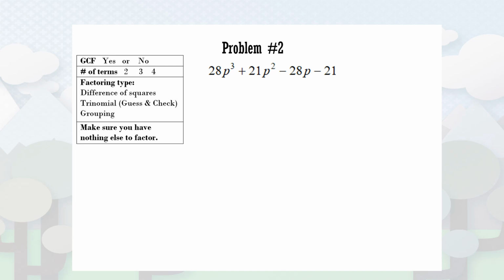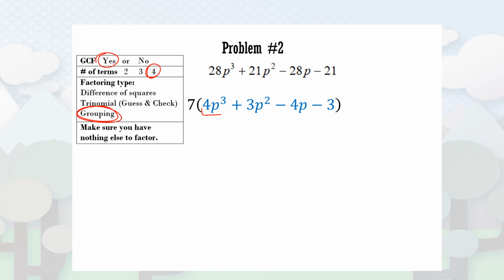Okay, so on problem 2, we have 4 terms, but I want to look for a GCF first. So in this case, I notice that, yes, they are all divisible by 7. So there is a GCF of 7. So we're going to go ahead and take that out right off the bat. And the expression we're left with has 4 terms. And if there's 4 terms, then we factor by grouping.